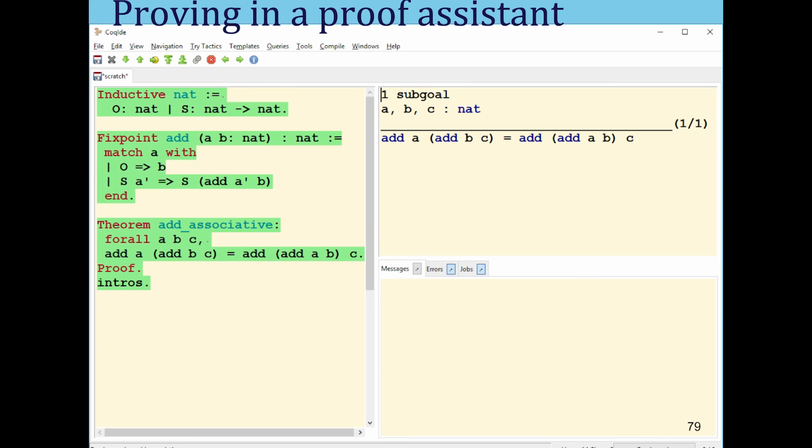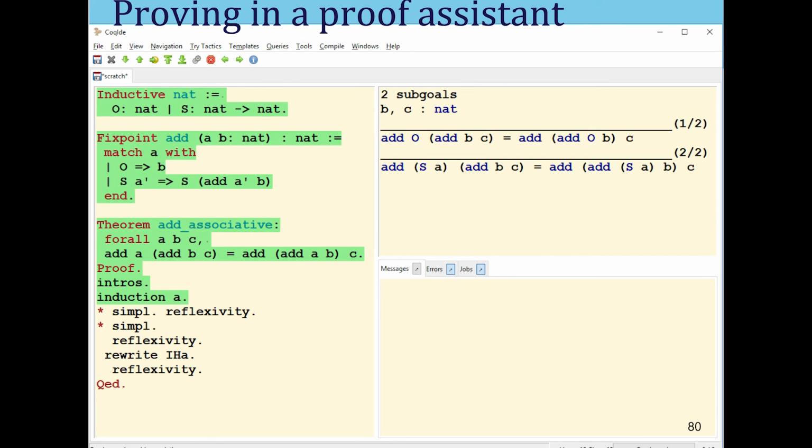Okay, so I'll do induction on a. So this is case analysis on a. And here you see I've written the rest of the proof, but only the green part has been accepted by the proof checker so far. And as I press the button, one step at a time, it will accept the rest of the proof.